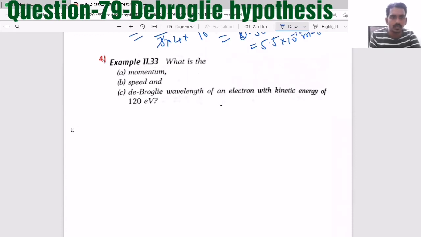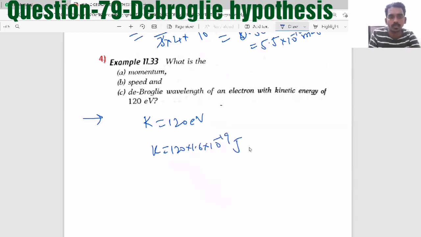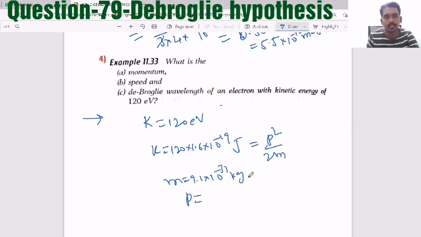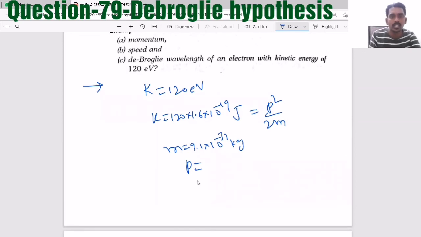Now, the next thing is, what is the momentum, speed and de Broglie wavelength of an electron with kinetic energy of 120 electron volt? First you convert it into joules, multiplying by 1.6 into 10 power minus 19. Then kinetic energy equals P square by 2m, where mass is 9.1 into 10 power minus 31 kg. Then you will get the linear momentum. Just calculate it.